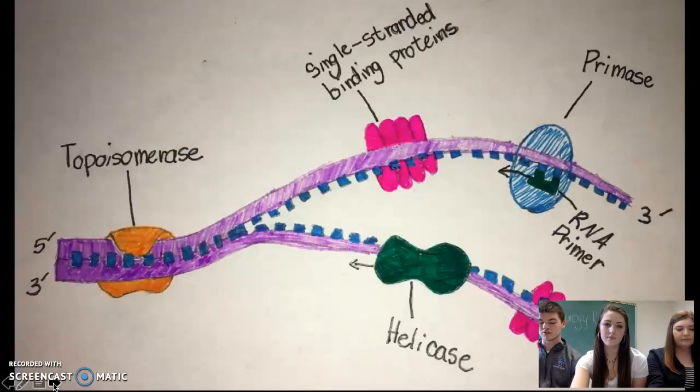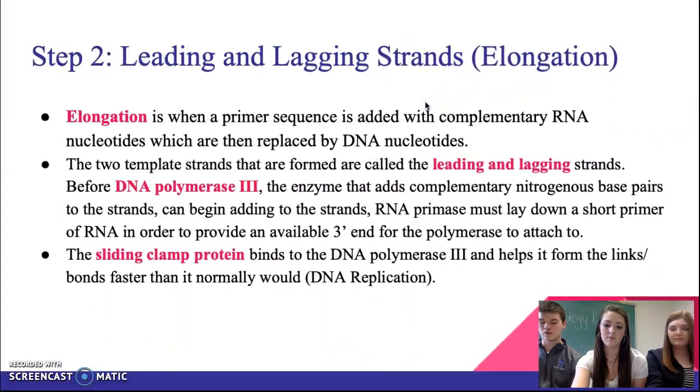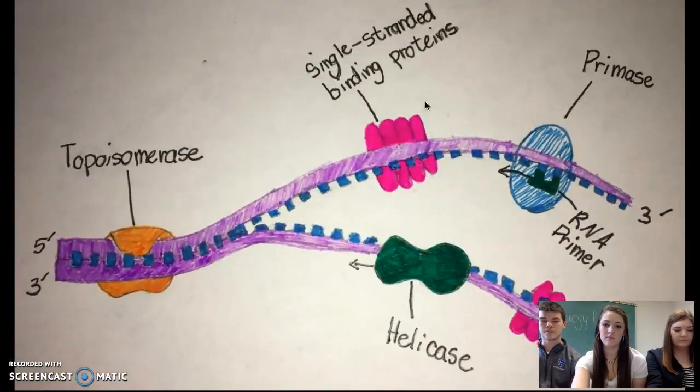This picture shows the topoisomerase and its location on the DNA strand. Topoisomerase works in front of the helix in order to unwind the DNA before it is separated. This picture also shows the single-stranded binding proteins. The proteins will gather along the strands to prevent the DNA from reforming and coming back together.